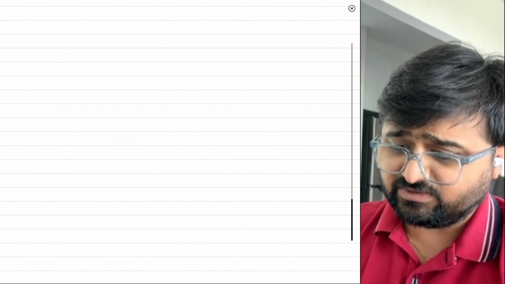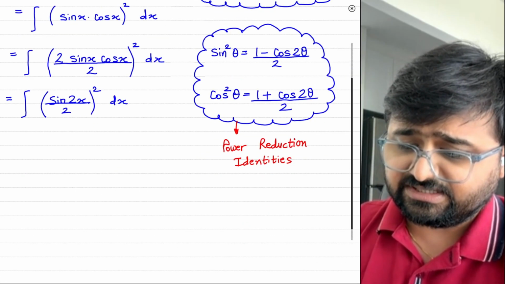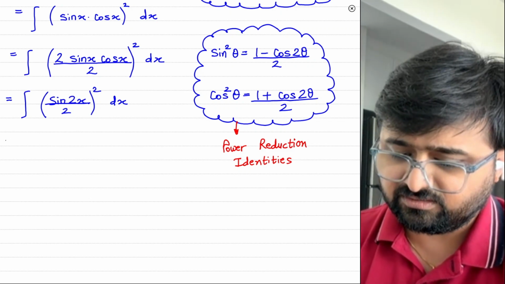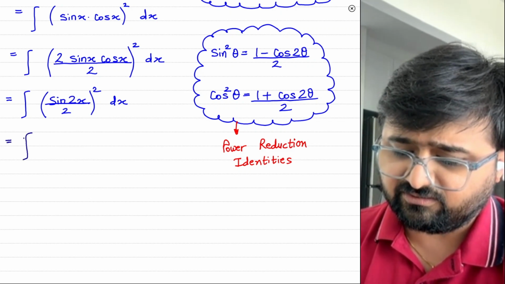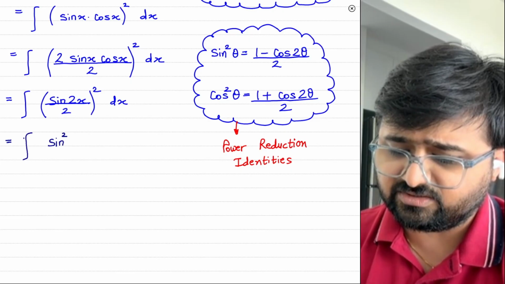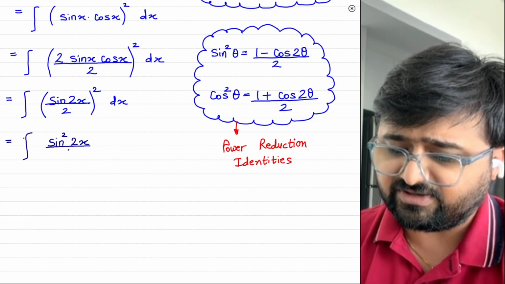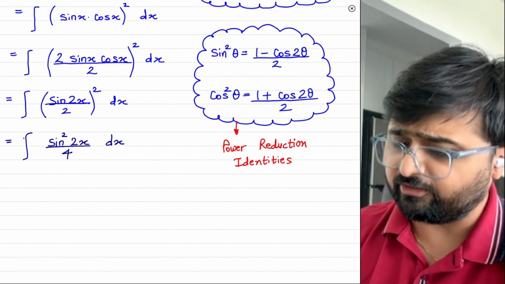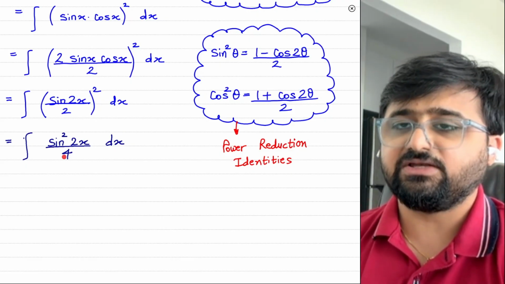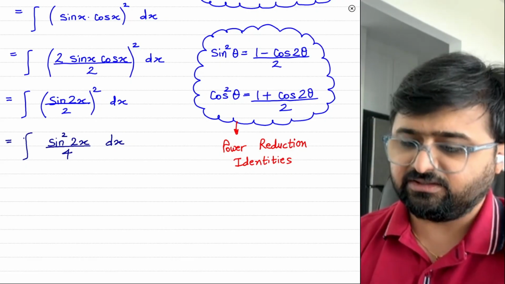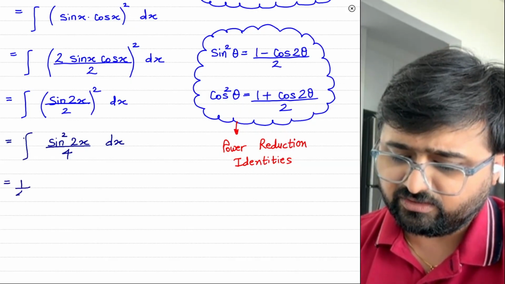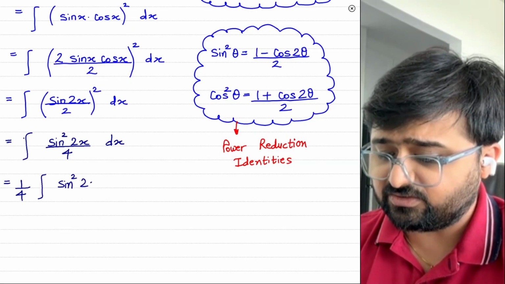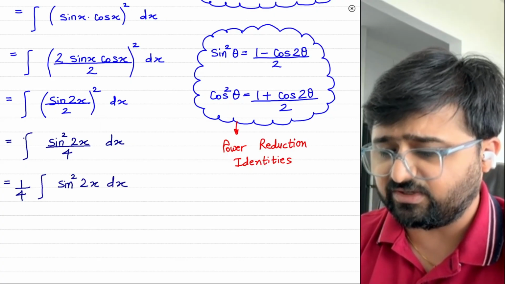Now it's very easy to integrate actually. What you can do here is just give the square in the numerator and the denominator. So we have integral of sine square 2x divided by 2 square, which is 4, with respect to x. All right, now that 4 is a constant value and can be taken out of the integral, and we'll have 1 over 4 integral of sine square 2x with respect to x.